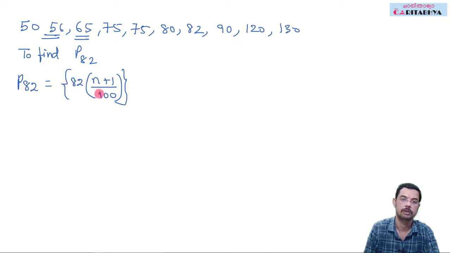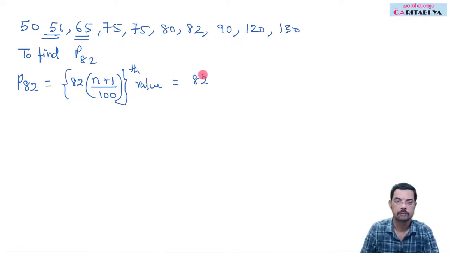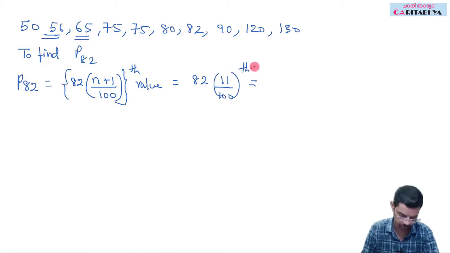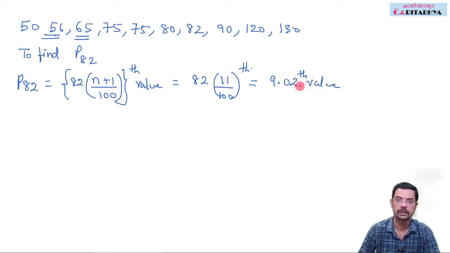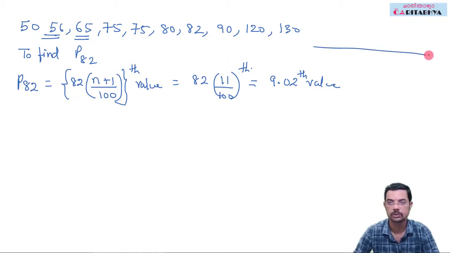Okay, 82 into (n plus 1) by 100th value. So that is 82 into, what is n plus 1? n plus 1 is 10 plus 1, which is 11. So 11 by 100 into 11 by 100. When you multiply this, what you get here is the 9.02th value. Okay, we know that 9.02 lies between the 9th and the 10th observation.